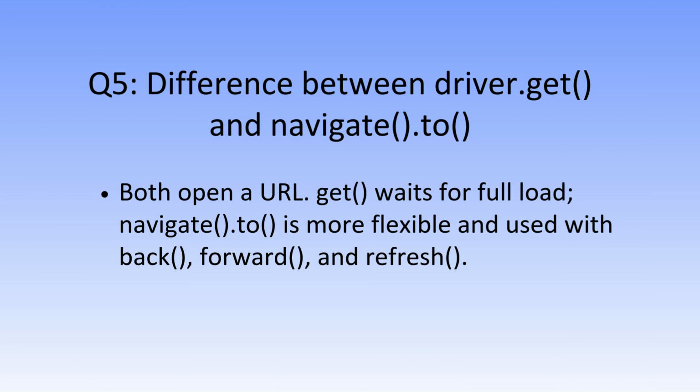1. Purpose and usage. Driver.get(URL) is a straightforward method that loads a web page and waits for the page to completely load. It's the most commonly used method when you just want to open a URL. On the other hand, driver.navigate().to(URL) does the same thing, but it comes from the Navigation interface, which also supports additional browser navigation actions like back, forward, and refresh. So if you're just loading a page, either will work. But navigate.to is preferred when you're building flows that involve multiple browser actions.